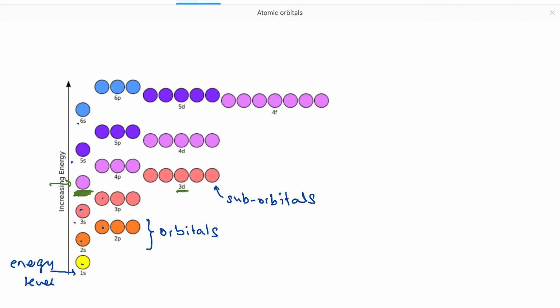So in terms of learning this, this is what we need to learn. 1s, 2s, 2p, 3s, 3p, 4s, 3d. And then we can follow it up. 4p, 5s, 4d, and you won't ever have to go any further than that.